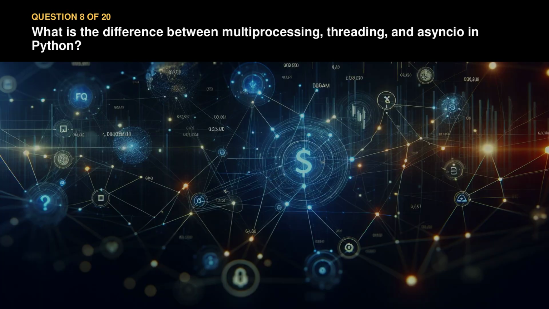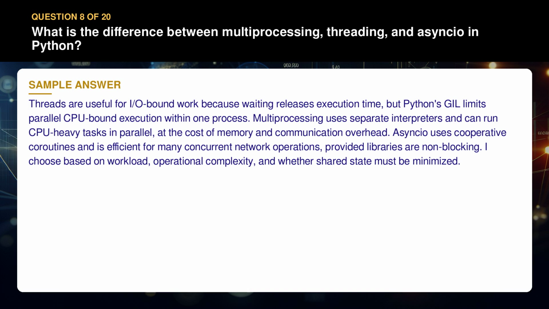Question 8. What is the difference between multiprocessing, threading, and asyncio in Python? Threads are useful for I/O-bound work because waiting releases execution time, but Python's GIL limits parallel CPU-bound execution within one process. Multiprocessing uses separate interpreters and can run CPU-heavy tasks in parallel, at the cost of memory and communication overhead.